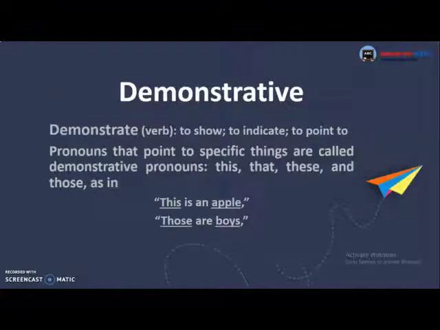So before we start the lesson, let us firstly define what the word demonstrative means. It's from a verb. Demonstrate means to show, to indicate, or to point to something, some kind of object. So pronouns that point to specific things are called demonstrative pronouns. As you can see from the example, this is an apple. This is a singular demonstrative pronoun, and it identifies or points to a noun, that is apple. Those are boys. We have a plural demonstrative pronoun, and it identifies boys, the noun given there.